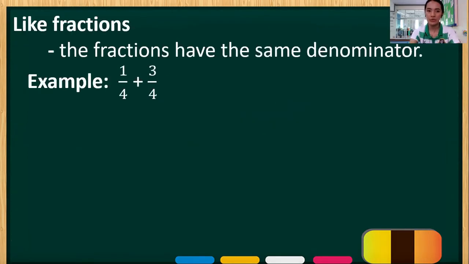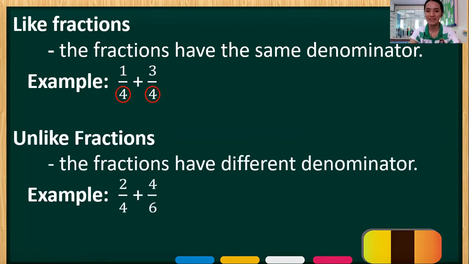Let's move on to our topic. Like fractions have the same denominator. For example, we have here 1 over 4 plus 3 over 4. The denominator of the two fractions is 4. And it is said that like fractions have the same denominator.